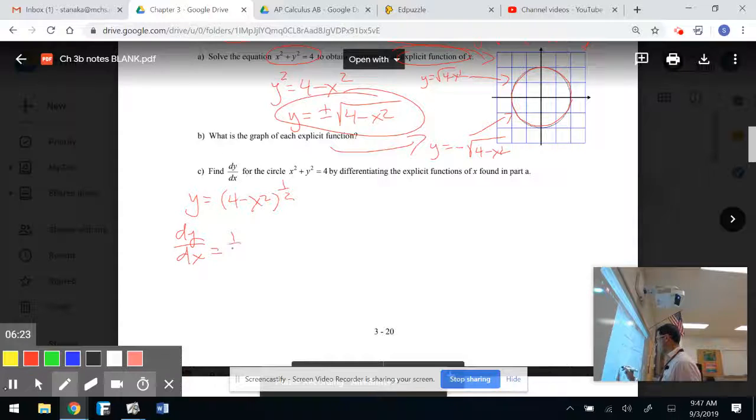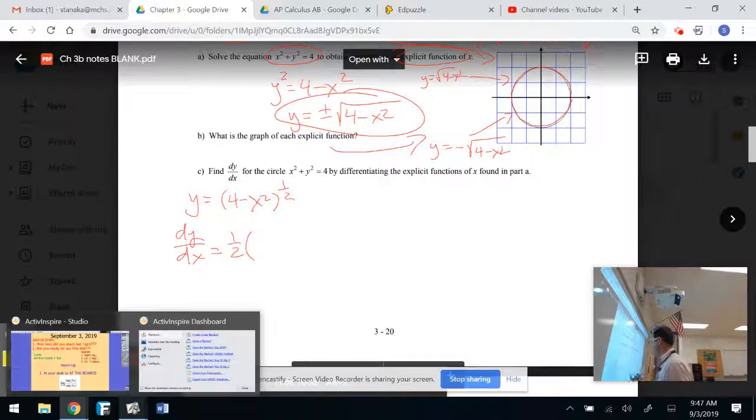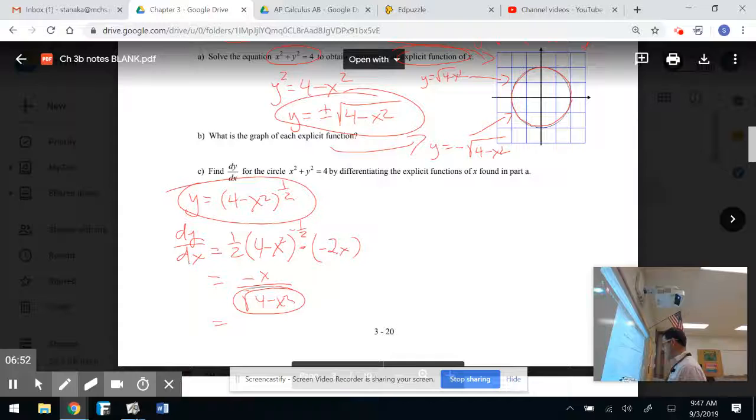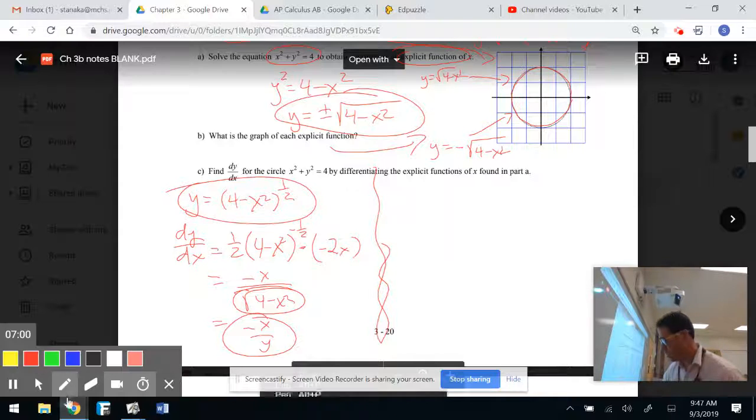We have a power rule, and when we do the power rule, we have an inside and outside, which means chain rule. 4 minus x squared. Don't you dare touch that inside. We subtract it, but then we'd have to take the derivative of 4 minus x squared, which would be negative 2x. Let's clean that up, and we get negative x over the square root of 4 minus x squared, where if we go to the original problem, this right here is y. So if I wanted to rewrite it, I could get that. Interesting.